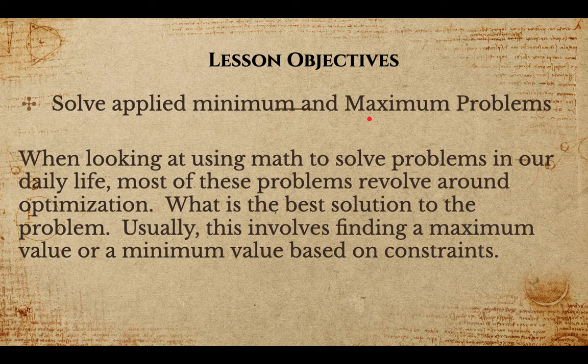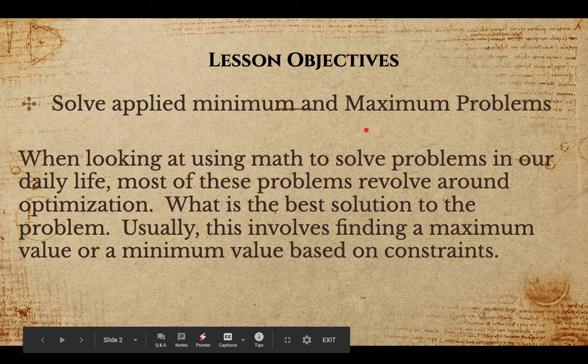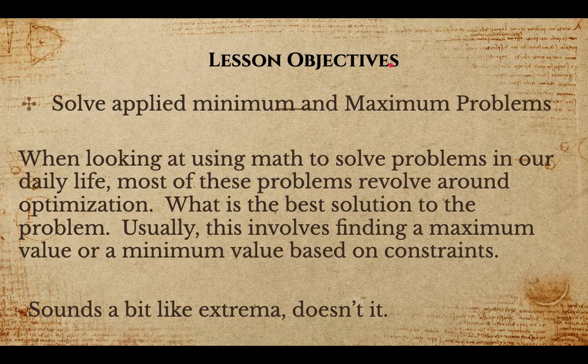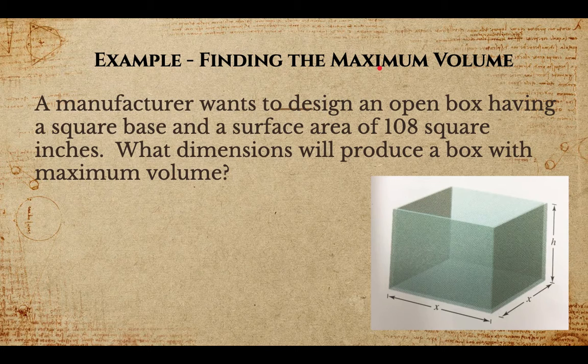Usually this is going to involve finding either a maximum, like what's the maximum profit, or a minimum, like what's the minimum cost. That's going to involve finding extrema, which you can do with derivatives. Hey, isn't that cool? Okay, so we're going to work through this example here. We want to make a box. We want a square base, a surface area of 108 square inches, and we want to have the maximum volume.